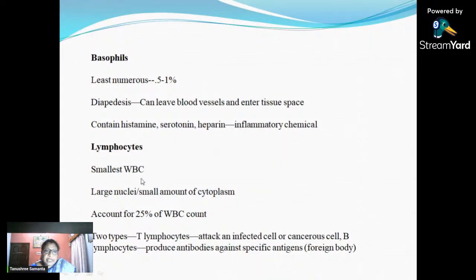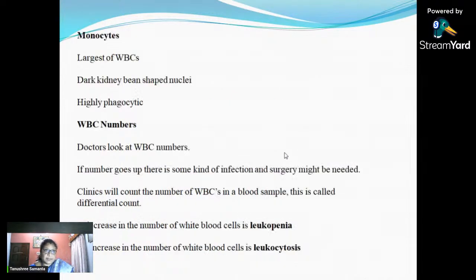We go into the lymphocytes, which are the smallest WBCs we have. It has a large nucleus and a very small amount of cytoplasmic lining. It accounts for about 25% of the WBC count. These lymphocytes again are of 2 types: small lymphocytes and large lymphocytes, or T lymphocytes and B lymphocytes respectively. T lymphocytes are concerned with CMI, that is cell-mediated immunity, and B lymphocytes are concerned with humoral immunity, that is, by the production of antibodies against certain specific antigens, or rather non-self substances.